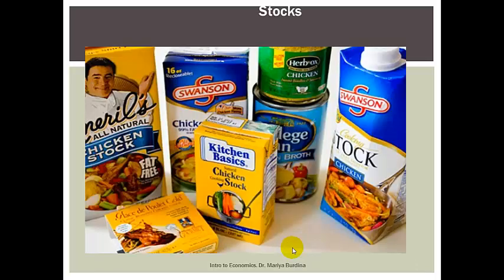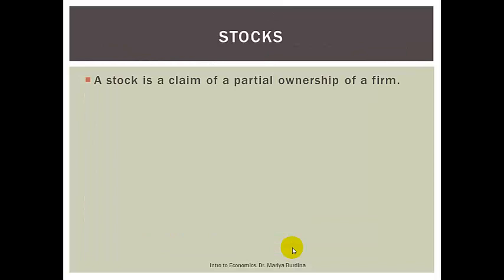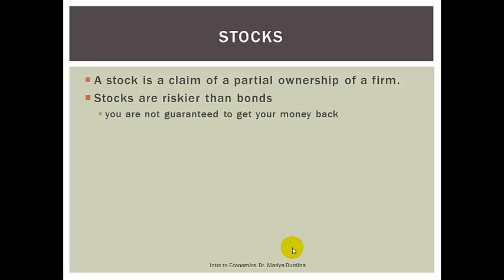Next thing we're going to discuss is stocks. Once again, not those kind of stocks, a different kind of stocks. A stock is a claim of partial ownership of a firm. Whenever you buy a stock, you pretty much buy a small teeny tiny part of the company. We say that stocks are riskier than bonds because with bonds you are guaranteed to receive that coupon payment every year. With stocks you are not guaranteed to get your money back.